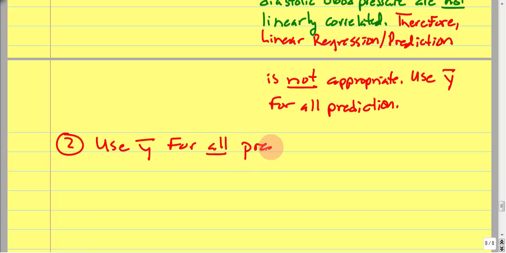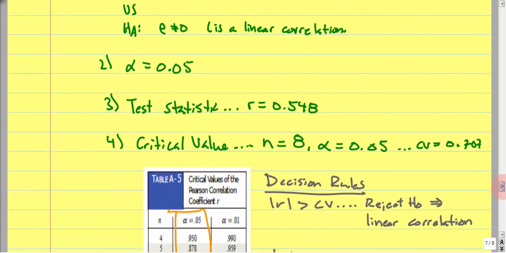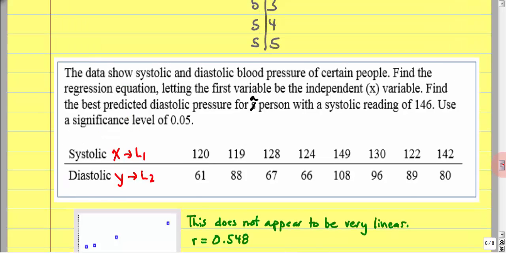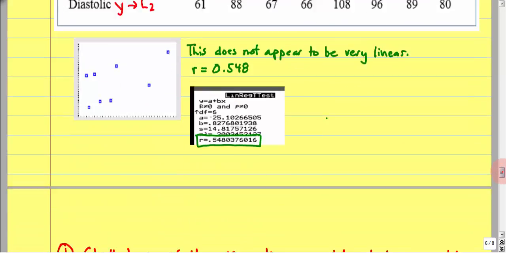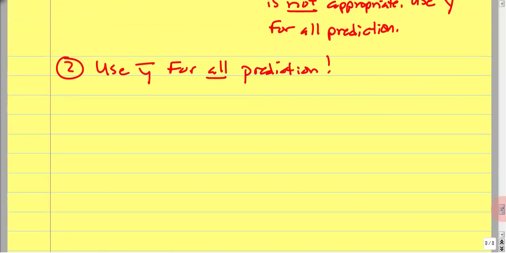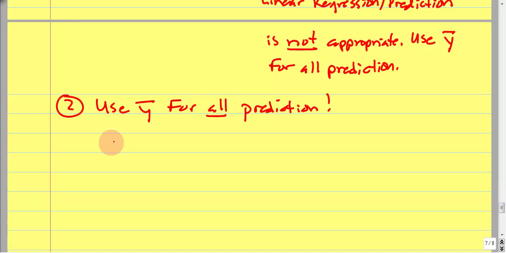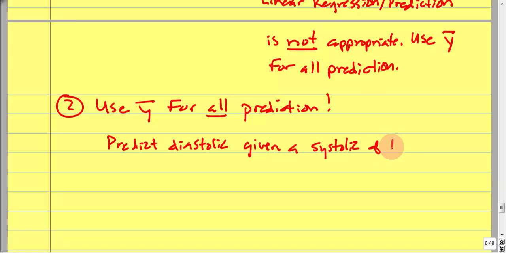So I don't even have to find a y hat. Now if you look back at our original, hopefully I'm not giving you vertigo or a headache here by scrolling, we have a systolic reading of 146 that I'm given, and then I'm asked to predict my diastolic. So we want to predict diastolic given a systolic of 146. And you know what? The 146 doesn't really even matter because I'm always going to respond with y bar.